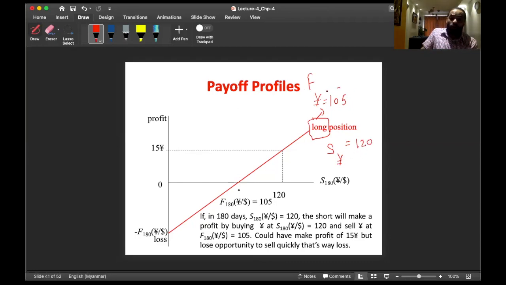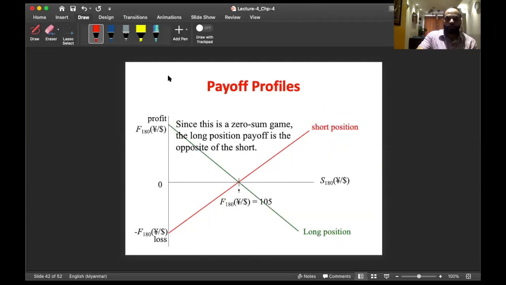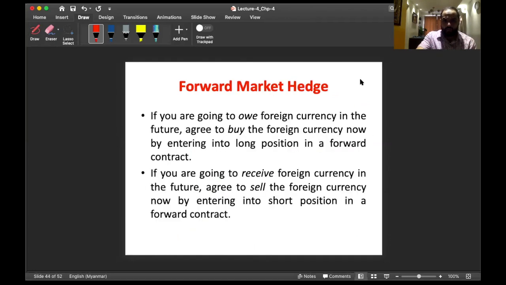So what does it mean? You already signed here, which means it's cheaper compared to the spot market. So how much is the difference? 15. 15 is the difference. So that's why you are making a profit, 15. All right. Same thing with the short positions. So the idea is that we can easily understand long and short by looking at whether we are buying or we are selling. Let's move on to the real question.